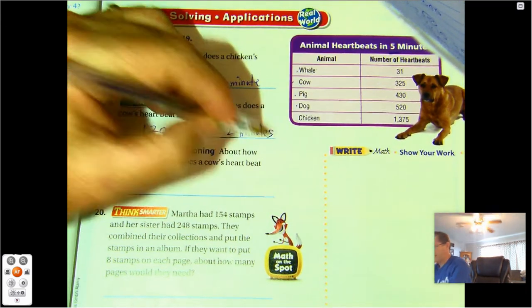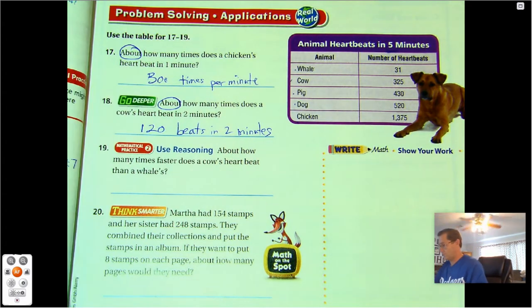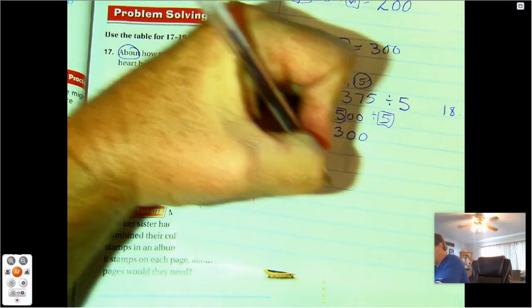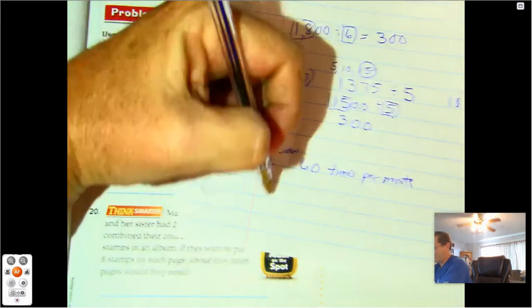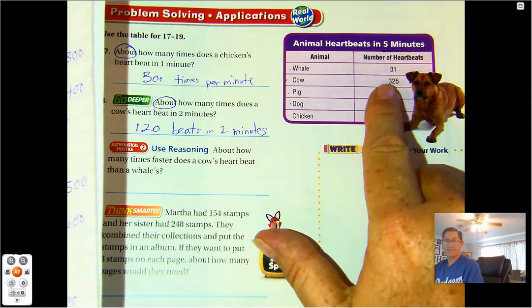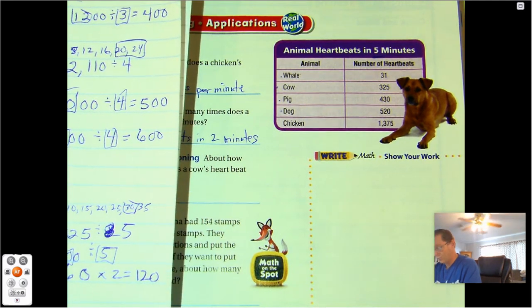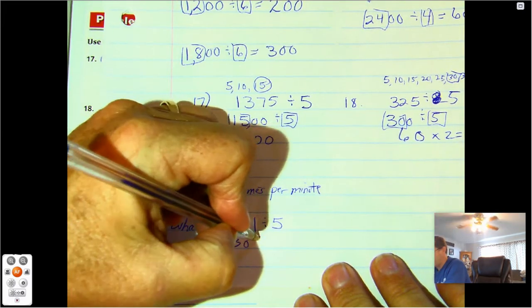19. About how many times faster does a cow's heart beat than a whale's? Well, we just figured out the cow. The cow's heart beats about 60 times per minute. Now we need to figure out the whale. Well, what's a whale's heart rate? It says here on my table that the whale's heart rate is only 31 total beats in 5 minutes. Well, I'm just going to change that to 30. And so that's going to give me 6 beats per minute.